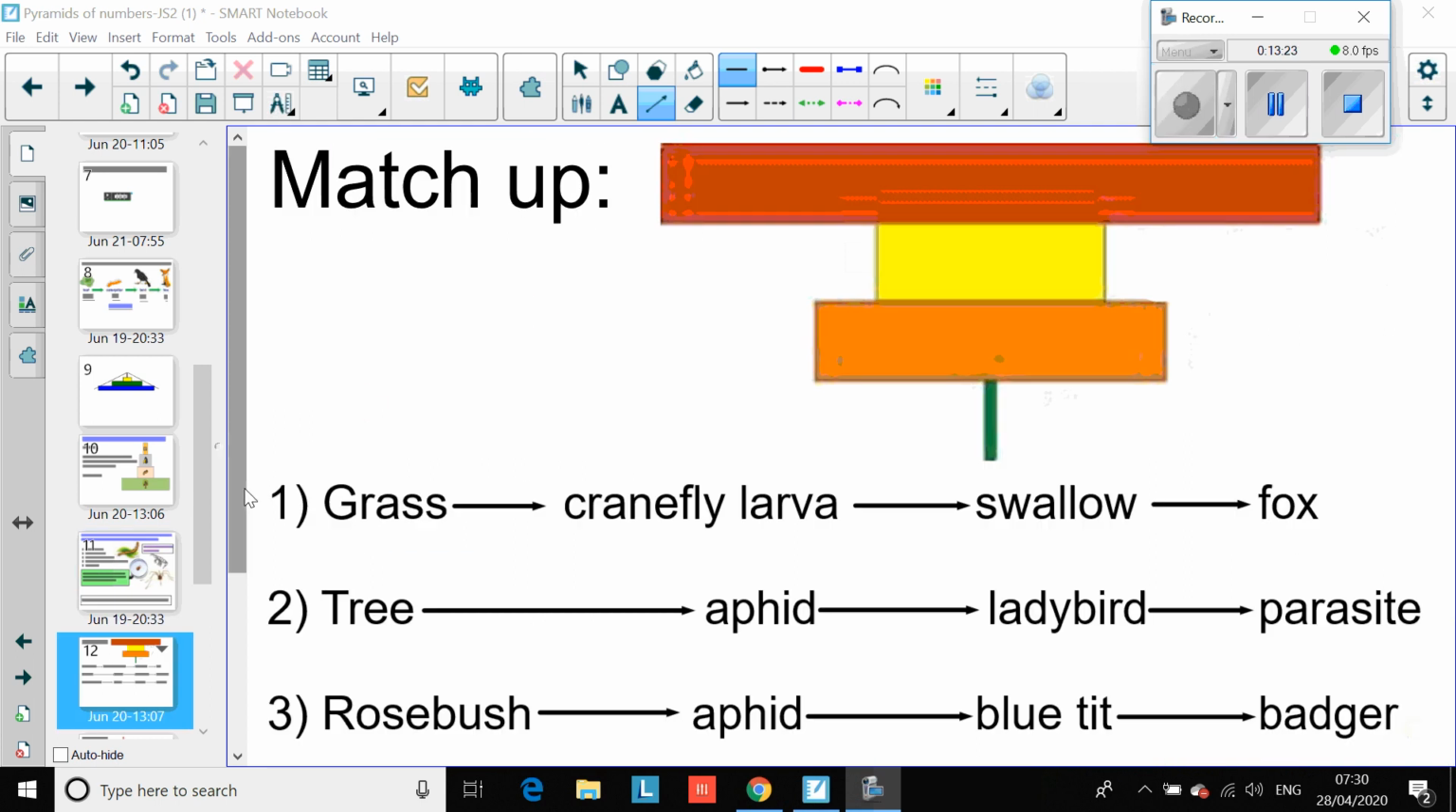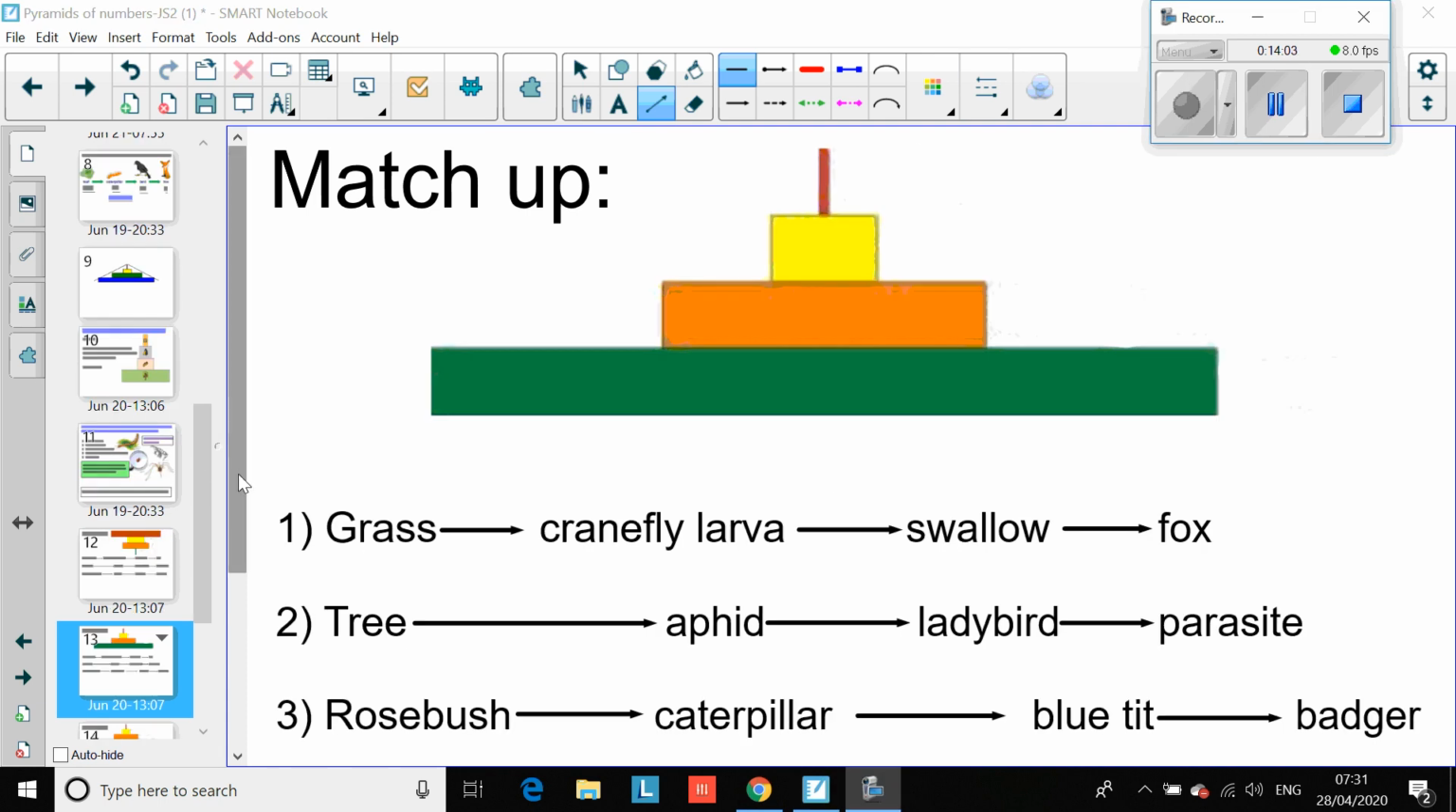Right, welcome back. So what I would like you to do, your first task, is draw up this pyramid of numbers in your book. Then match it to the food chain 1, 2, or 3. So think logically, which one do you think it would be? I'll go through the answers in just a moment. So pause the video now, draw this, and then write out which food chain you think this pyramid of numbers represents. Off you go, please.